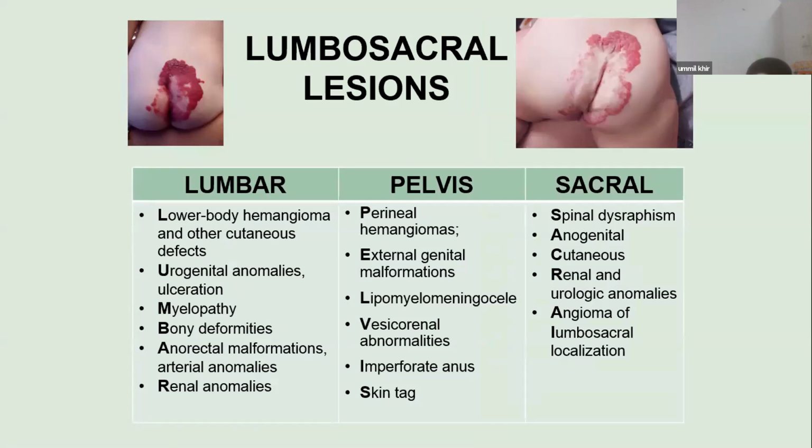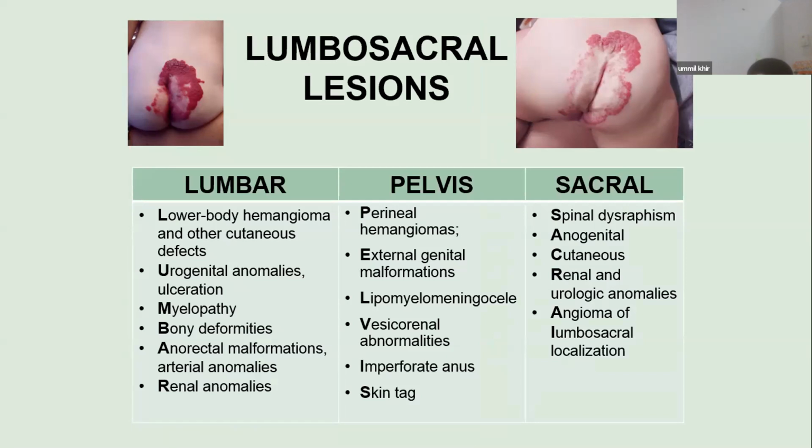Okay, lumbosacral lesion. Okay, hemangioma located over the lumbar or sacral spine may be associated with other anomalies. Okay, there are several acronyms that have been proposed to describe the association of segmental lower body hemangioma with underlying developmental anomalies.